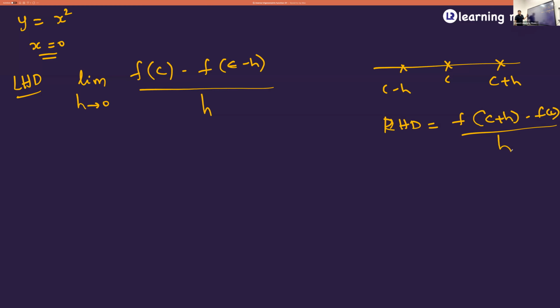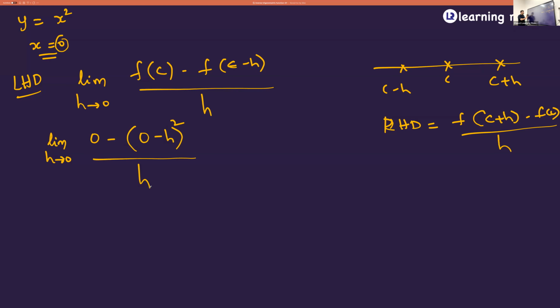So here, what is the value of c? c is 0. c is the point. f of x is a function. x square is f of x. Here, limit h tends to 0. Now tell me what is f of 0? Take this and substitute it here. 0 minus, what is f of 0 minus h? In the place of x, I'll substitute 0 minus h. Got it? The whole divided by h.